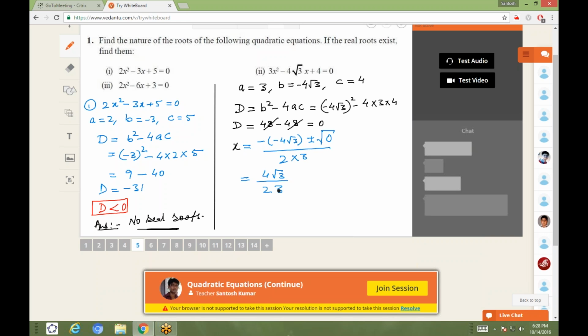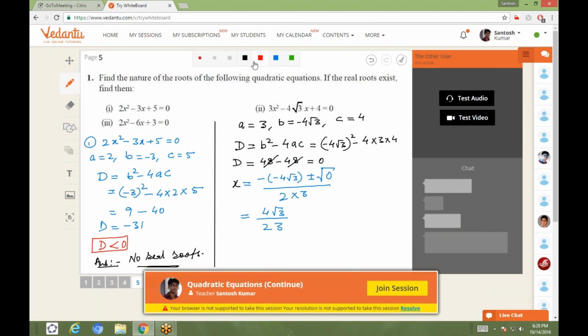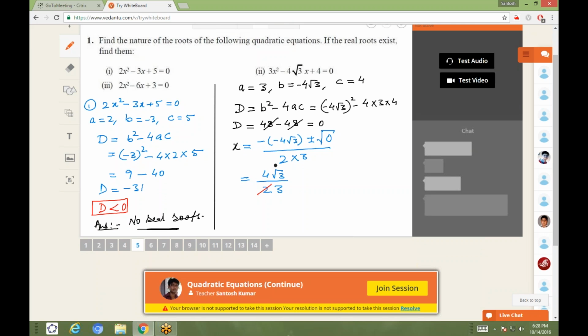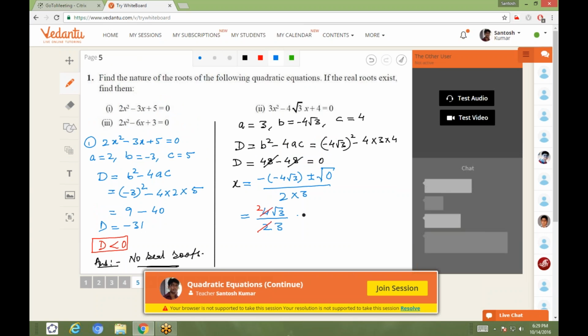So which then gives us 4 root 3 by 6, that is 2 by root 3. Exactly. So this 2 gets cancelled, and we can write it as 2 root 3 by 3, and 3 can also be written as root 3 times root 3. So this root 3 gets cancelled, and now we have 2 by root 3. So this will be the solution. So we can write first solution is 2 by root 3 and second solution also 2 by root 3. Correct?